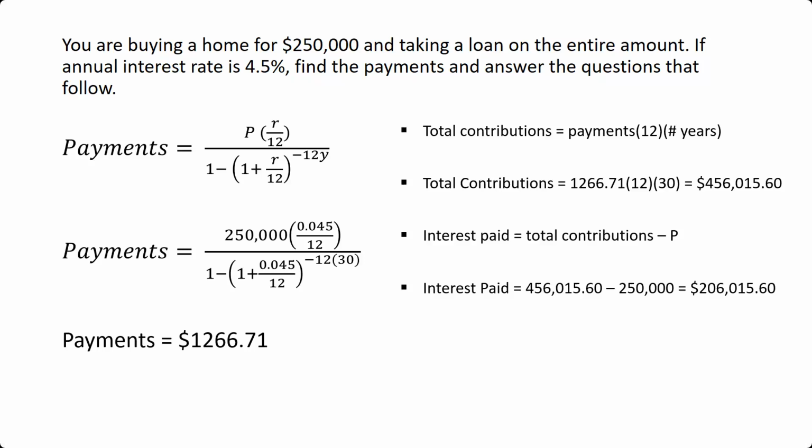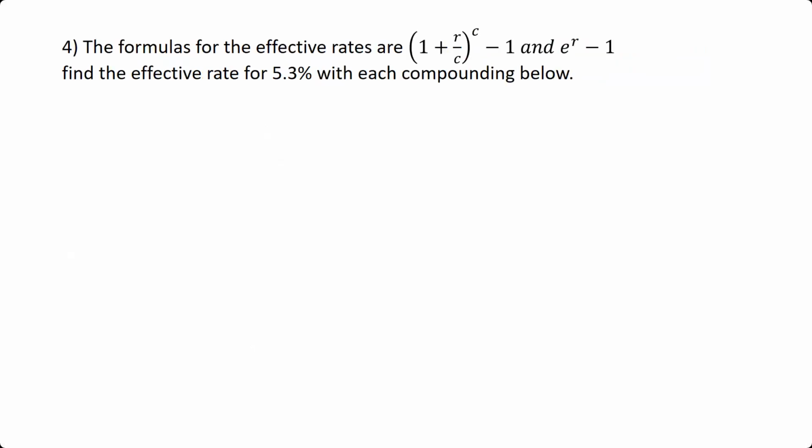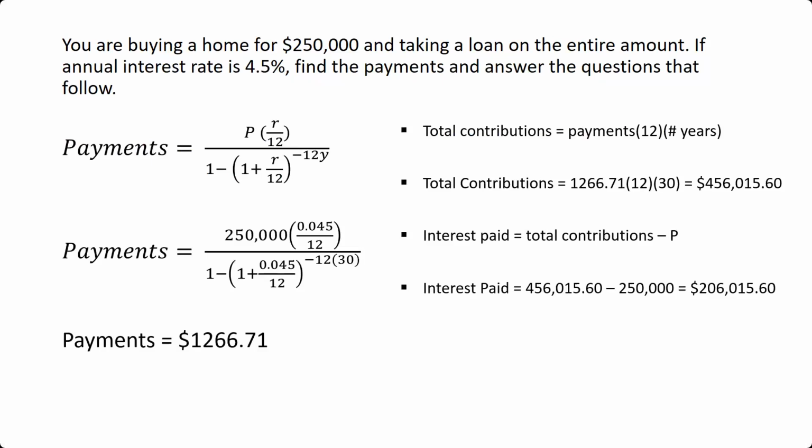So the biggest thing is being able to plug that into your calculator. Oh wait, I don't think I said it. When you're doing this exponent, the negative 12 times 30, I recommend multiplying it first. And remember, this is a negative sign, not a minus sign like this one. So you have to hit the negative sign in your calculator, or you will get an error.